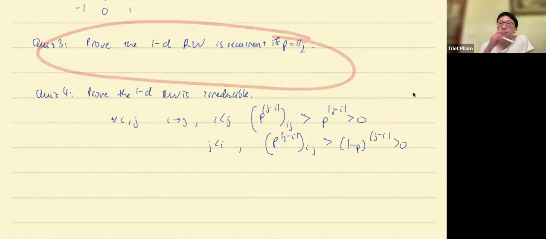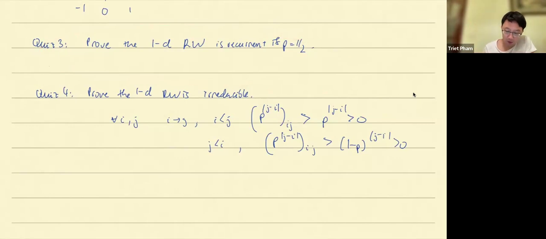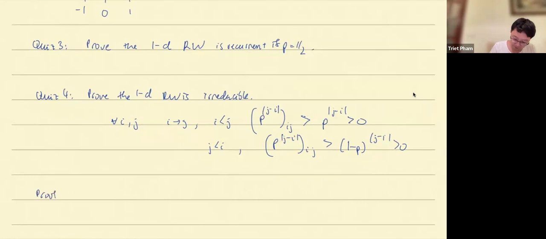And so now let's go back to this. Here we want to prove that the random walk is recurrent, and because the chain is irreducible, a basic thing to do here is just to prove one state is recurrent or transient. All right. And that's enough.